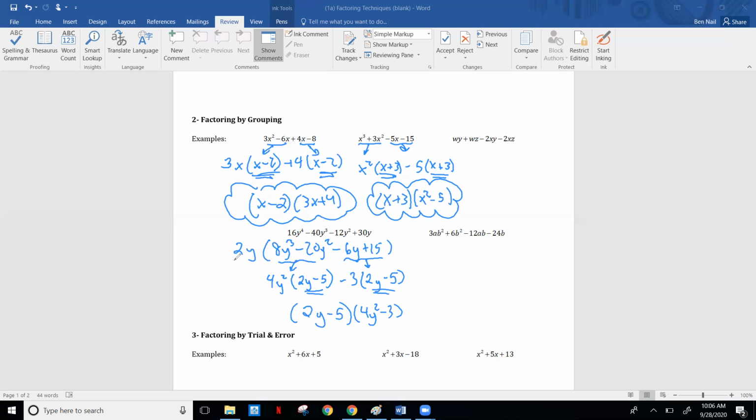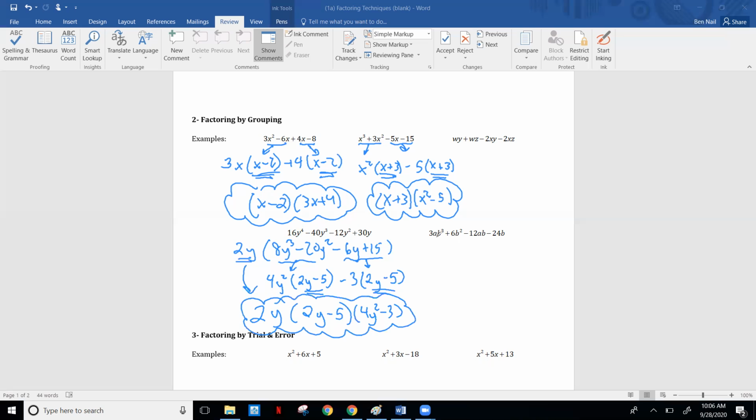Now, don't forget that we did factor this 2y out of the initial problem. This greatest common factor is still part of the problem. So if we're looking at the factors of 16y to the fourth minus 40y cubed minus 12y squared plus 30y, it's this whole thing. This is the factored form of this problem. I'll do another one of those.